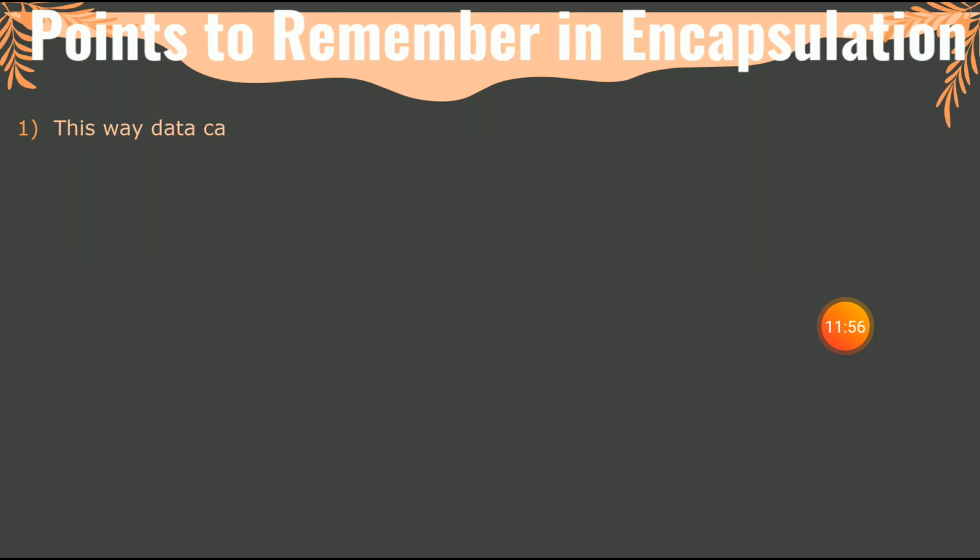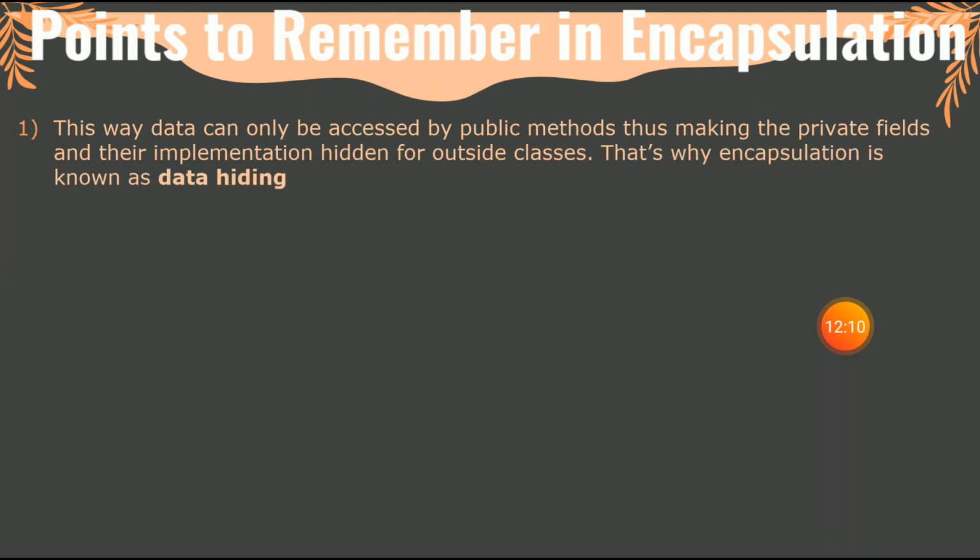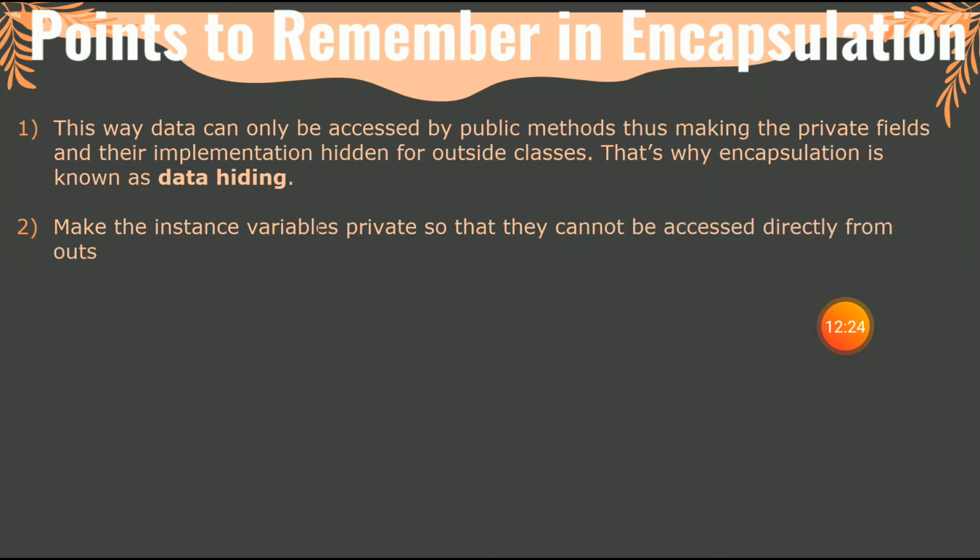Now points to remember in encapsulation. This way data can only be accessed by public methods, that is, we have used set and get methods, thus making the private fields and their implementation hidden from outside classes. That's why encapsulation is known as data hiding. So when the term data hiding comes, that means we'll know this is encapsulation.